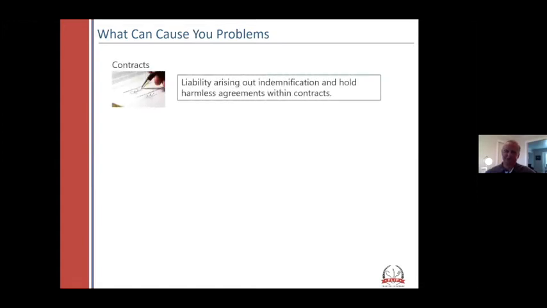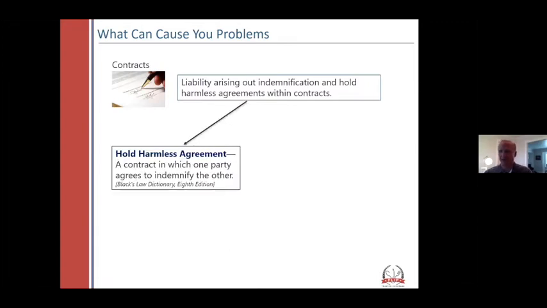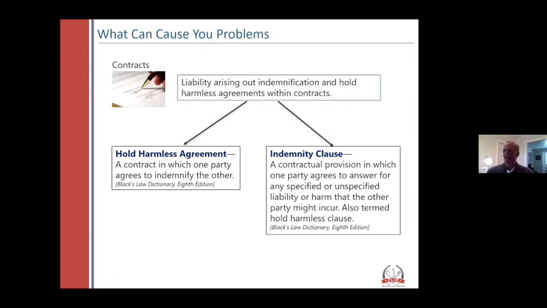Additional things that can cause you problems: contracts. Now, whether you're a vendor or a farmer's market manager, or you're signing a lease, these are all contracts that have terms and conditions in there that you need to pay attention to, because they can get you in a little bit of trouble. So, liability arising out of indemnification and hold harmless agreements within contracts. A hold harmless agreement is a contract in which one party agrees to indemnify the other. An indemnification clause is a contract provision in which one party agrees to answer for any specified or unspecified liability or harm that the other party might incur, also in turn hold harmless clauses.